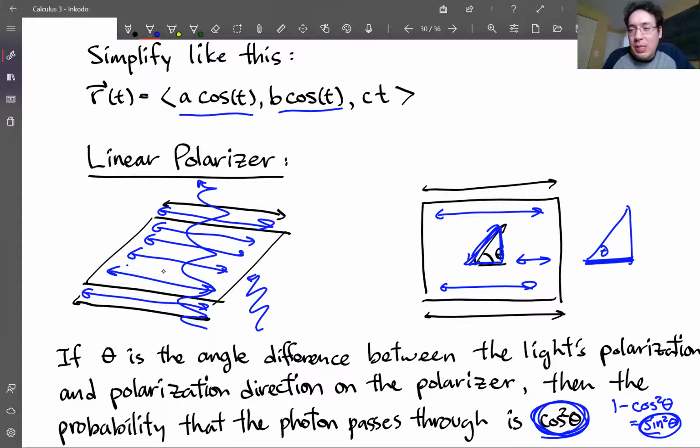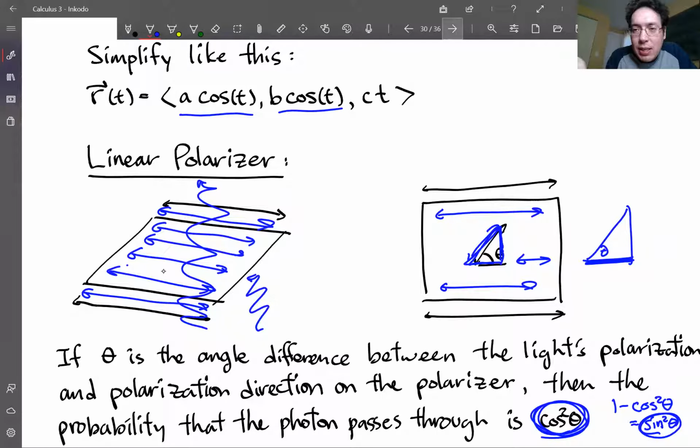Of course, when we're looking at light, we're not just looking at a single photon. So the film is bombarded with lots of photons. Some of them get through, some of them don't get through. The intensity of the light is lowered if it's not perfectly polarized along with the polarizer.